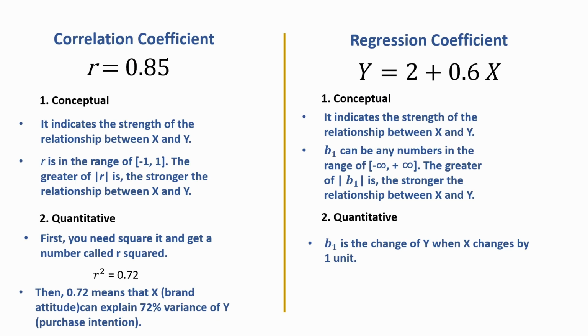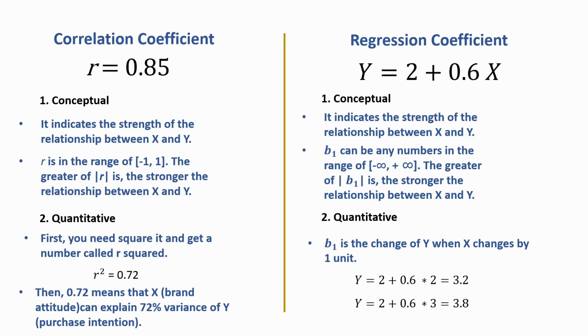On the quantitative side, the slope, namely the B1, here in the example 0.6, means the change of y when x changes by 1 unit. So what does it mean? Let's put x as 2. If you calculate with x as 2, you get y as 3.2.